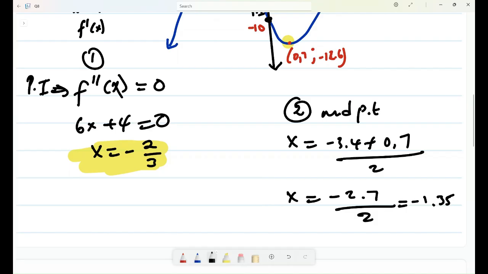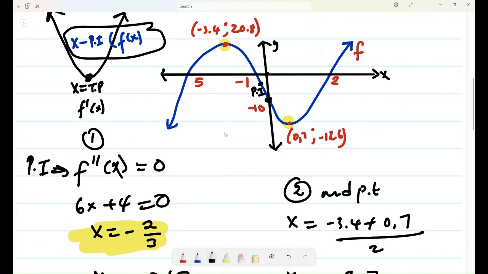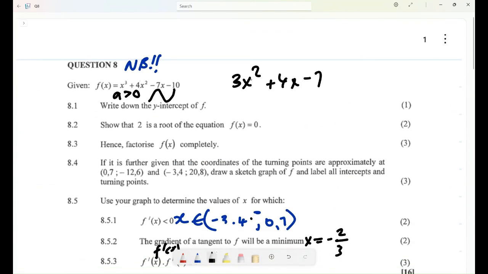This English is running away. Let me grab my calculator. Negative 3 divided by negative 3.4 plus 0.7 divided by 2. I get negative 1.32. Then here I get x equal to negative 0.67 or so. Let's see. Point of inflection, this plus this divided by 2, right? Maybe I derived wrong. 6x plus 4. Yes. Oh, okay.